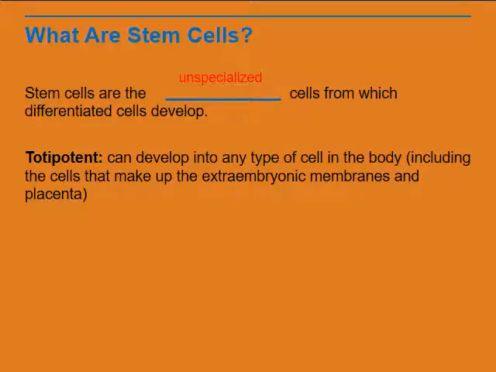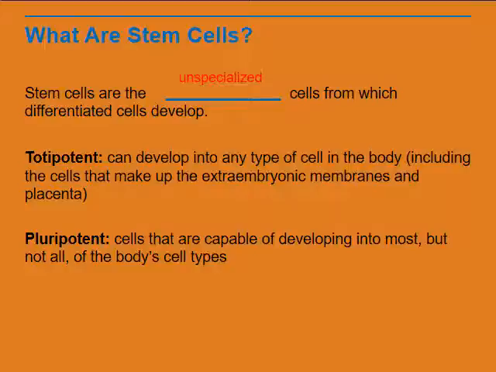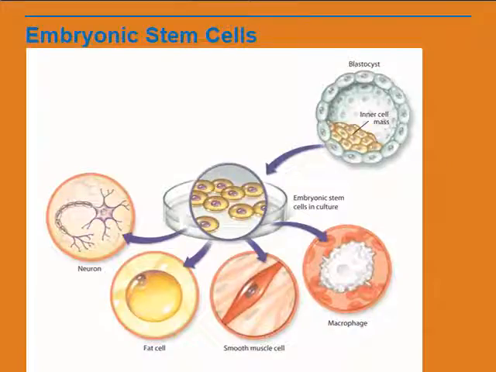There are two types. Totipotent. These are stem cells that can develop into any type of cells in the body, including cells that make up the extra embryonic membranes and placenta. Whereas pluripotent cells are capable of developing into most but not all of the body cell types. All right. So what do I want you to get from there?